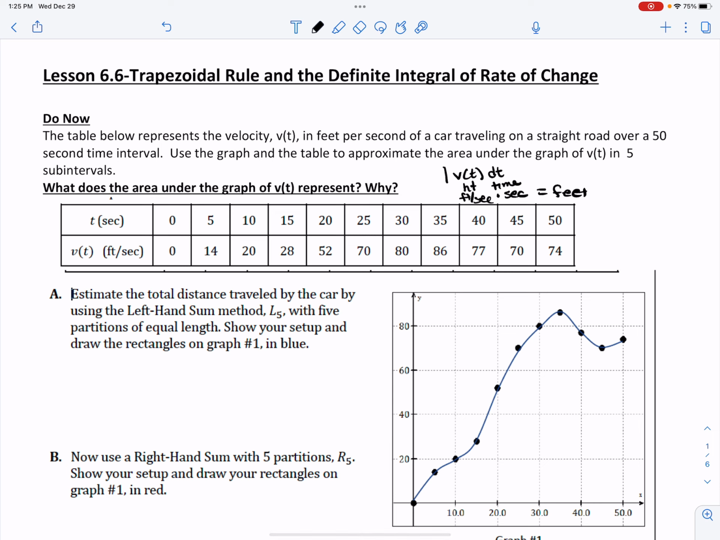It's really consistent because when we multiply height times width for the area of a rectangle, we have feet per second times seconds, which gives us feet. So the answer to this problem is that as long as the velocity is positive, then it represents the distance traveled in feet.